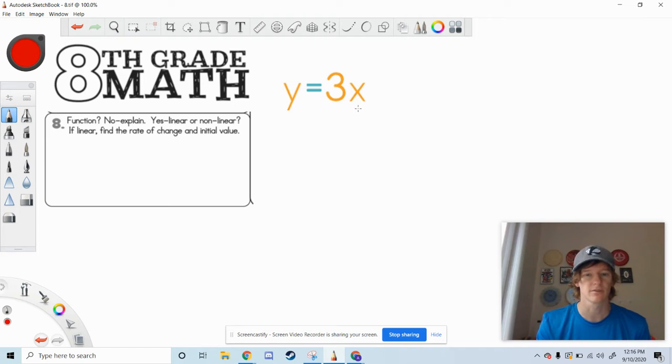This is y equals, oh my goodness. Everything's falling off the walls. This is an equation, y equals 3x. This is crazy. Everyone watch out. Y equals 3x.